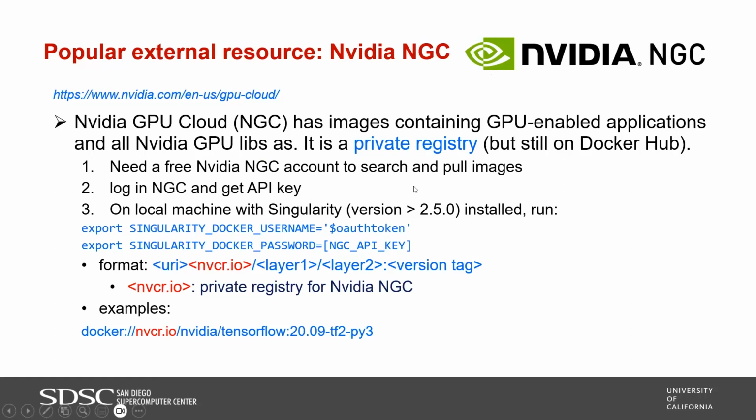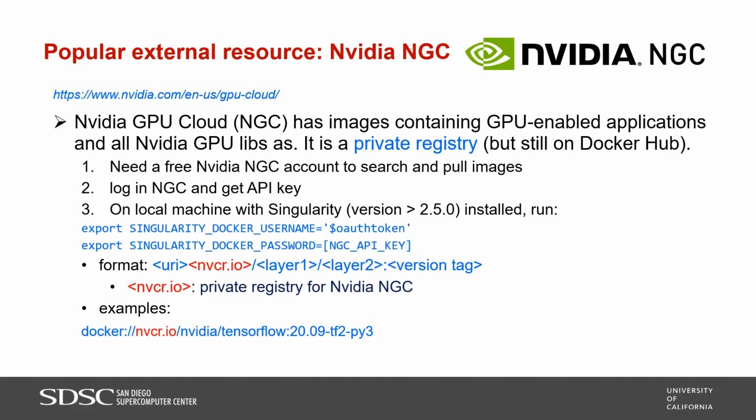Another source you can think to use is from Nvidia. Nvidia also has its own GPU cloud available for you to download some images they tested officially. Those images contain the GPU enabled applications and all Nvidia GPU libraries. It is a private registry, but still on the Docker Hub. It's free to use, and you just need a free Nvidia NGC account to search and pull those images.